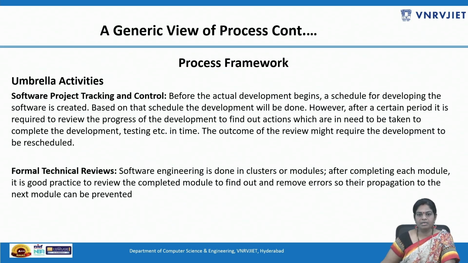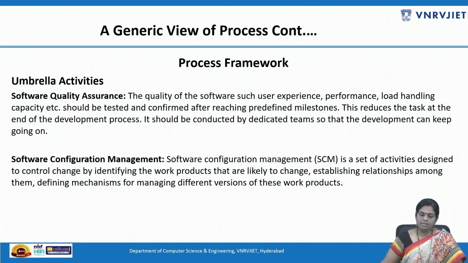Software quality assurance. When we are developing software, we try to achieve quality through performance, user experience, load handling capacity, etc. There are a few other factors, but the important ones I have mentioned here just for reference. In order to achieve this quality, we need to do testing and achieve results as expected at every milestone. By doing so, we will reduce most of the errors at the end of the development process itself using SQA.